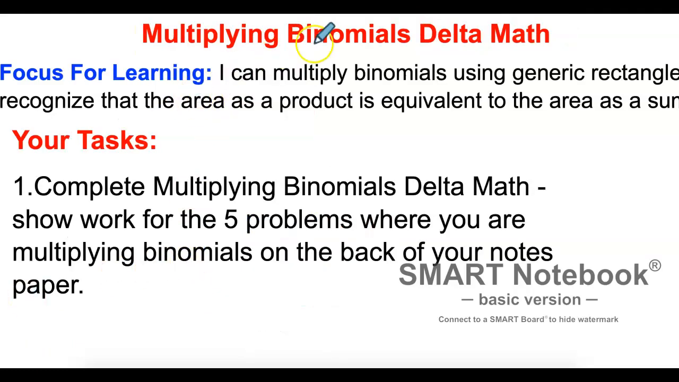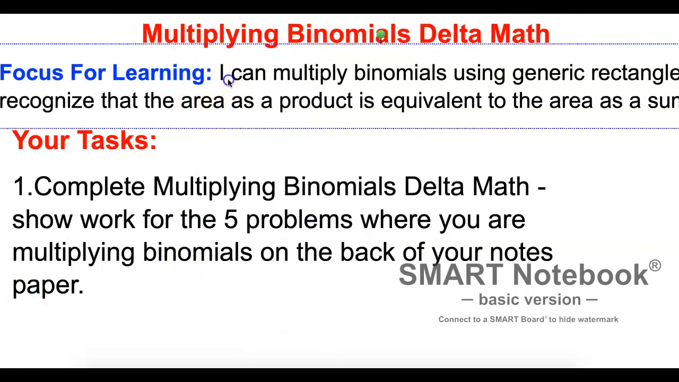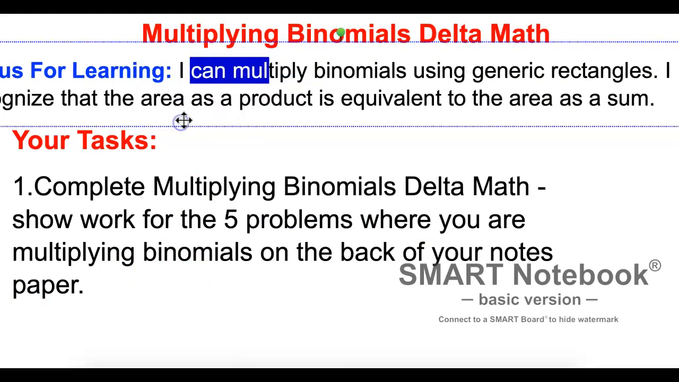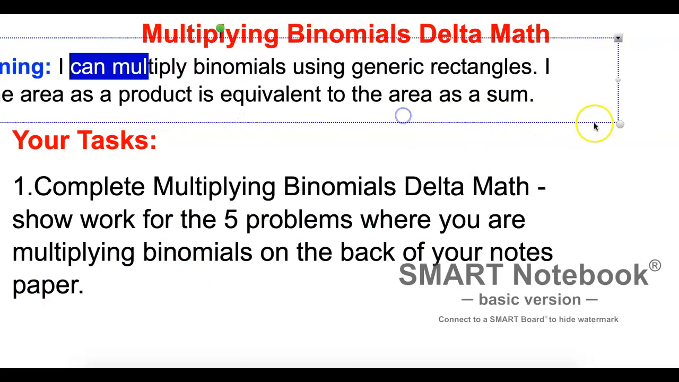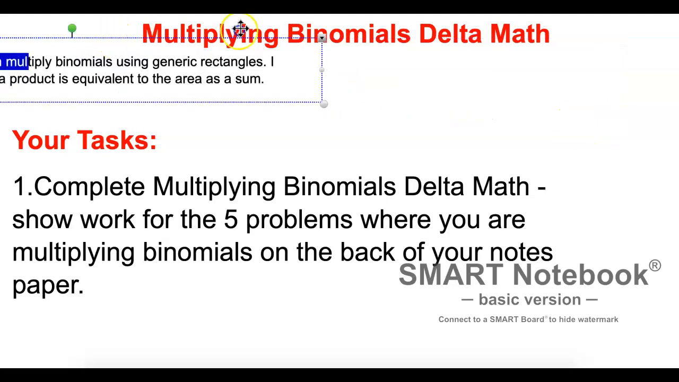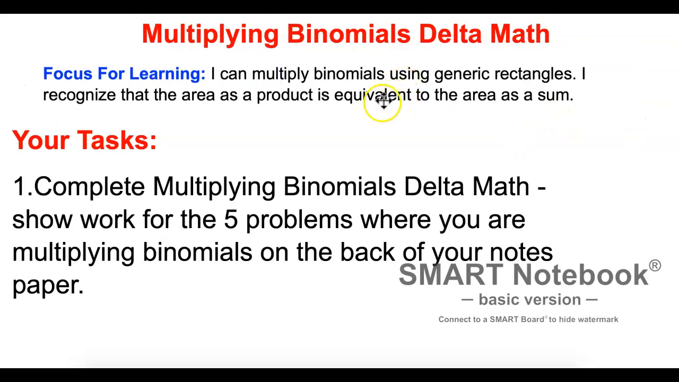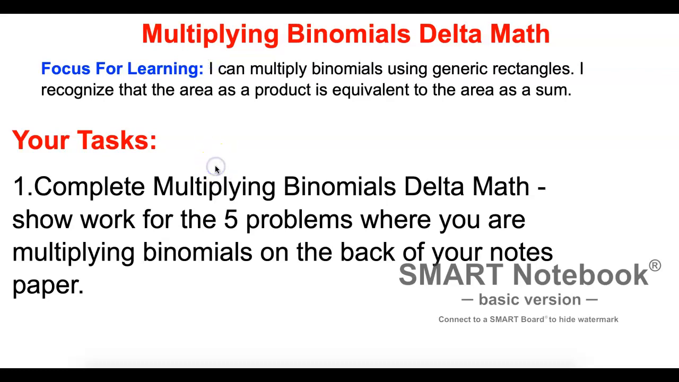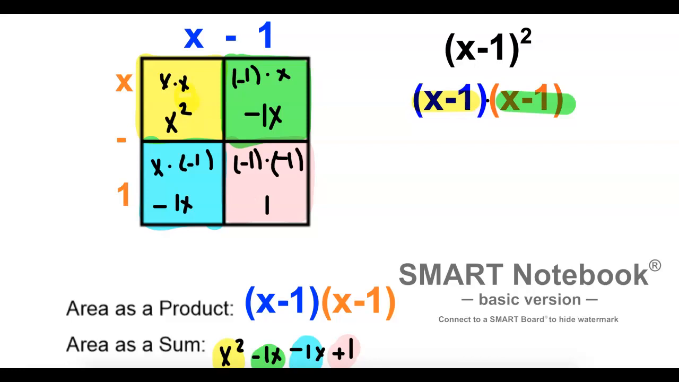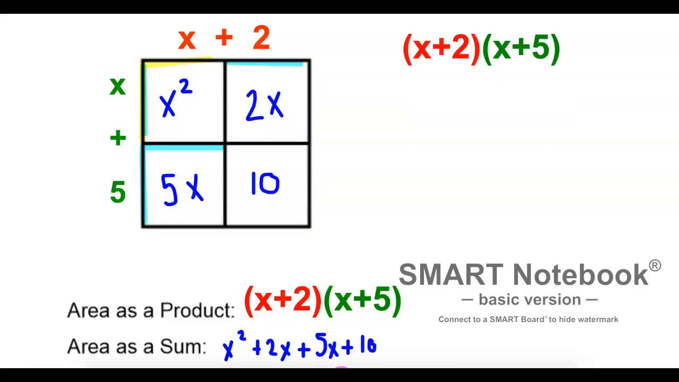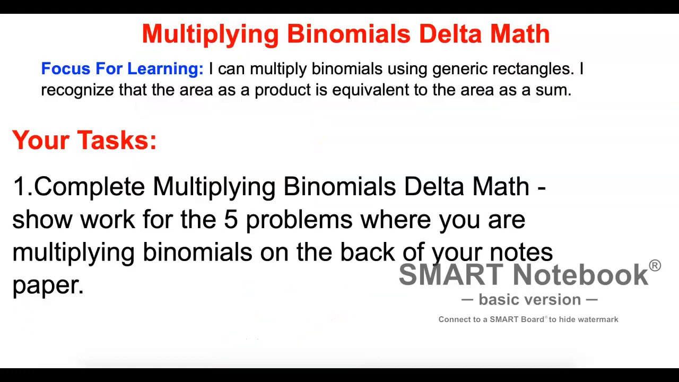So what you're going to do now is you're going to do some practice multiplying binomials together. So we're going to do a Delta Math assignment. So you are going to complete the multiplying binomials Delta Math assignment that is posted on Google Classroom. This assignment is 3 parts. Each part has 5 questions. For the one part that looks like this, where you're multiplying two binomials together, so it's just going to give you problems like x plus 2 times x plus 5, you're going to write the work for those on the back of this notes paper.